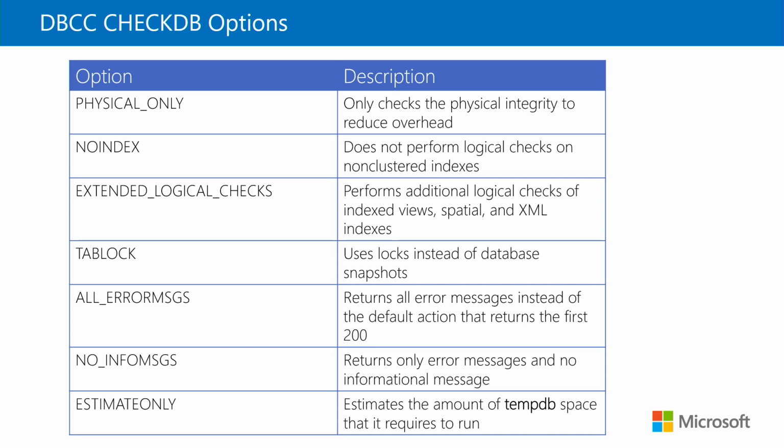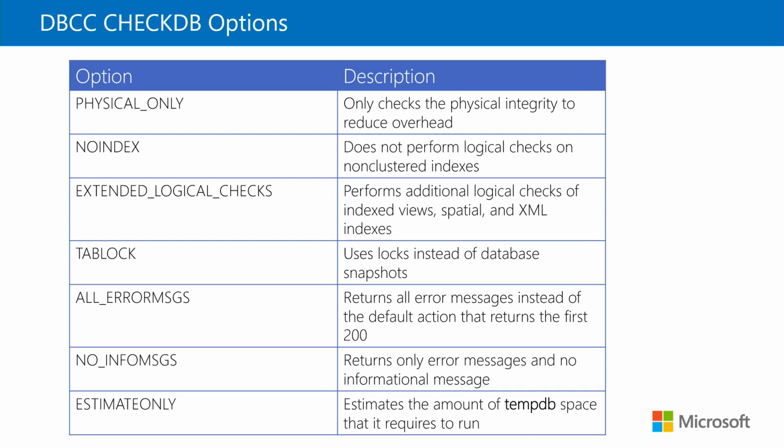It would depend on what type of data is in the database as to whether I would do the extended logical checks or not. We can tell it to grab a table lock instead of doing a database snapshot. This is going to reduce the amount of space that's required to do the CHECKDB, but it's going to involve more potential issues with users accessing the data that's being checked for physical and logical consistency. You have to weigh the advantage, disadvantage with the amount of space that's going to be consumed in the TempDB versus the amount of impact it's going to have on live operations in the environment.